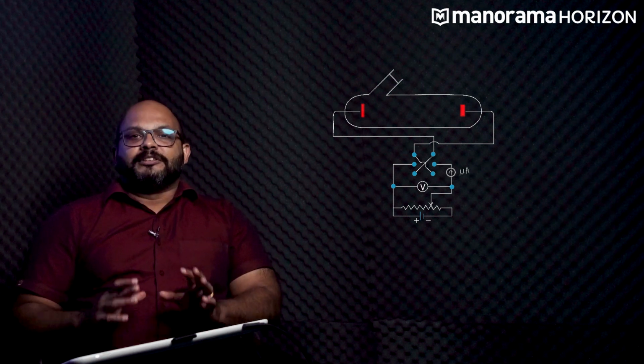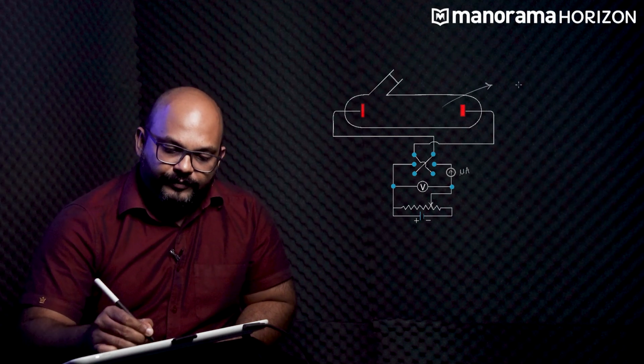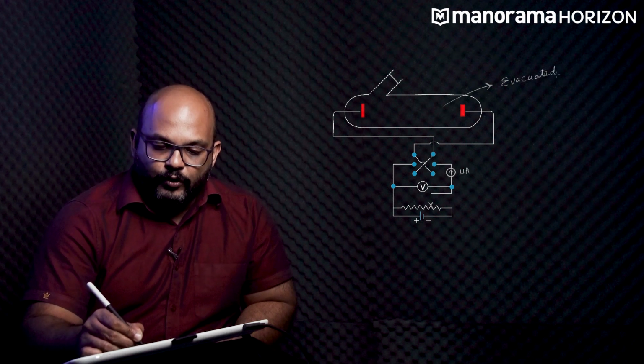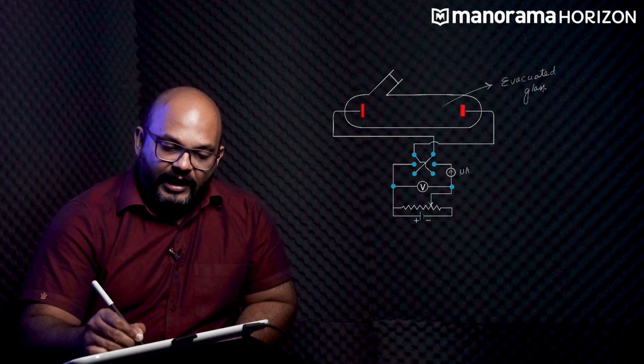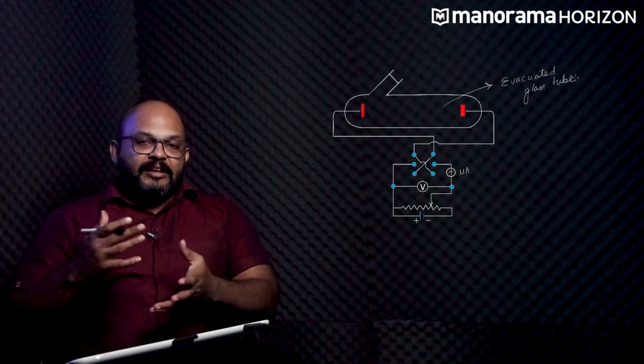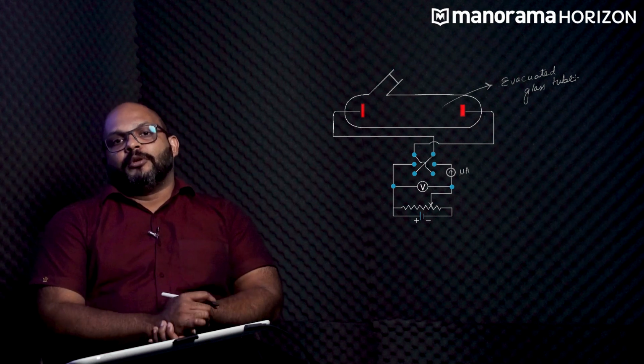So here we have a simplified schematic of the experiment for the photoelectric effect. What we have here is an evacuated glass tube, meaning that we have a vacuum inside this tube. This makes it easier for electrons to move from one point to the other without suffering collisions from gas molecules.